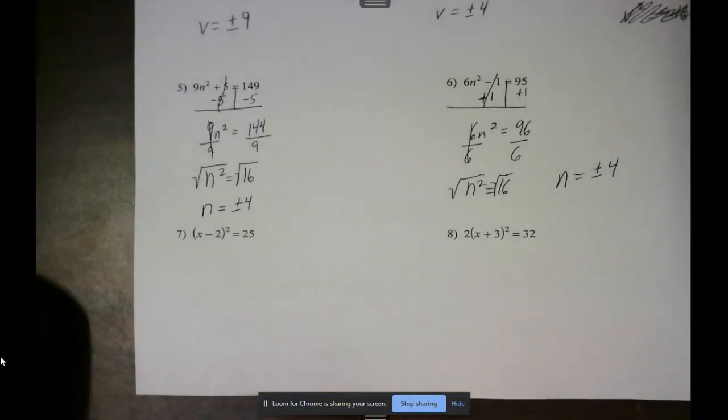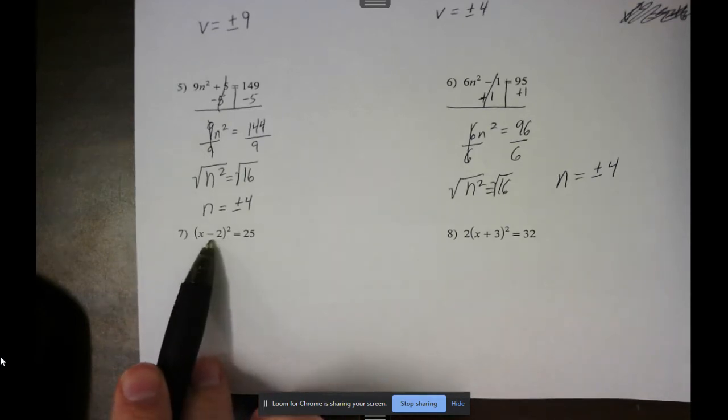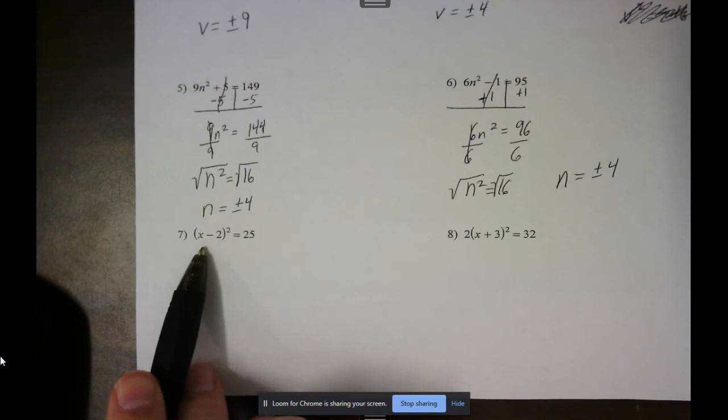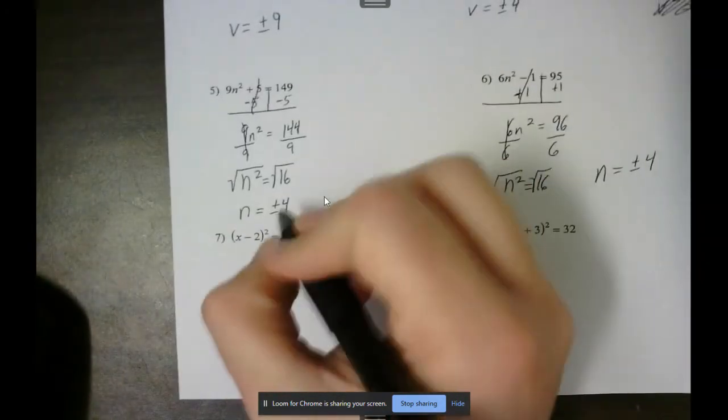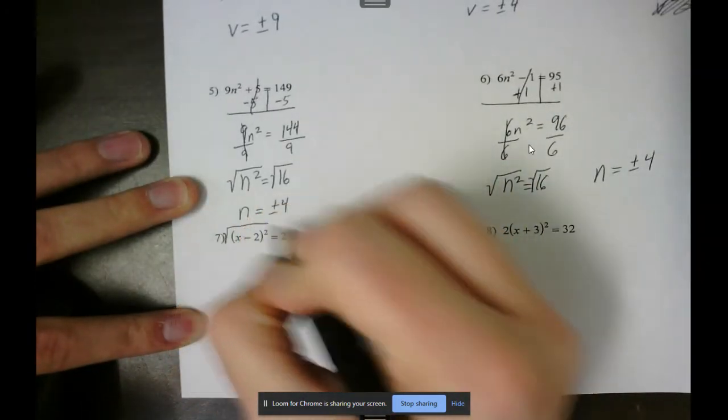All right, these last two problems, they're kind of unique. How are these a little bit different? Is it just the variable here that's being squared? No, it's a binomial that's being squared. Okay? Does that mean that we can't still take the square root of it? We absolutely can. So in this scenario, you start by taking the square root of both sides.